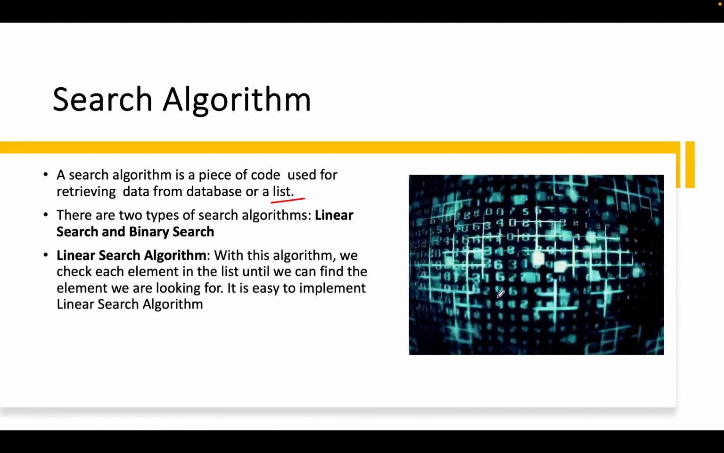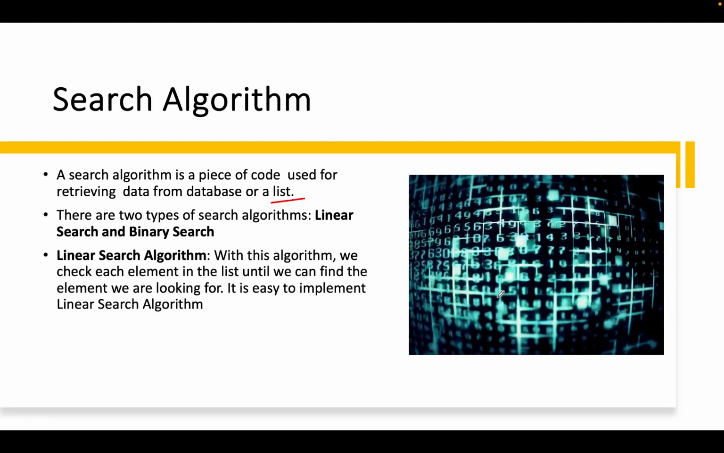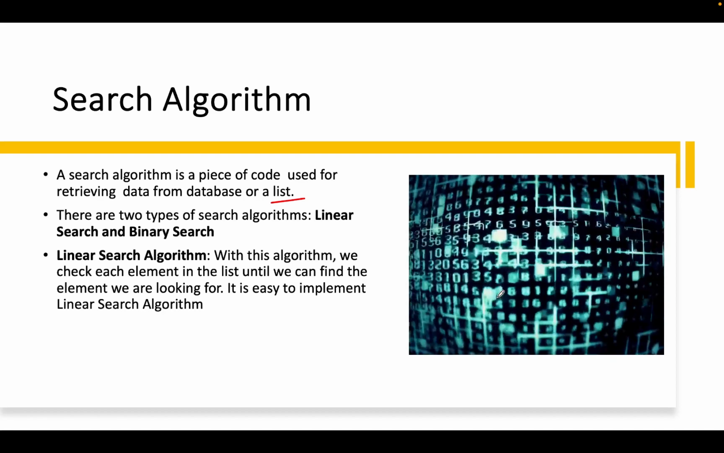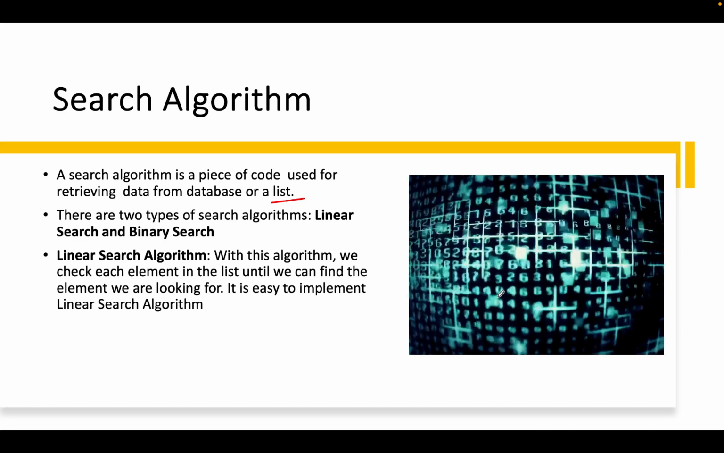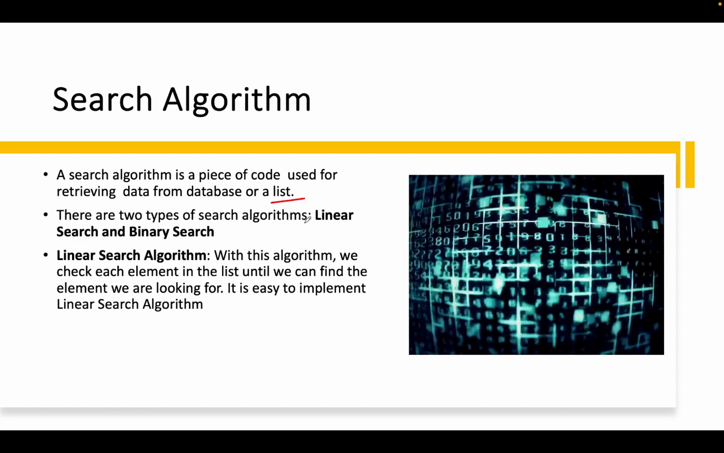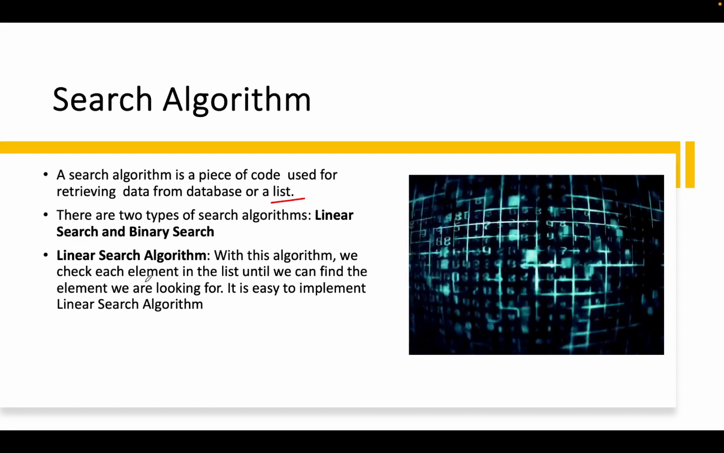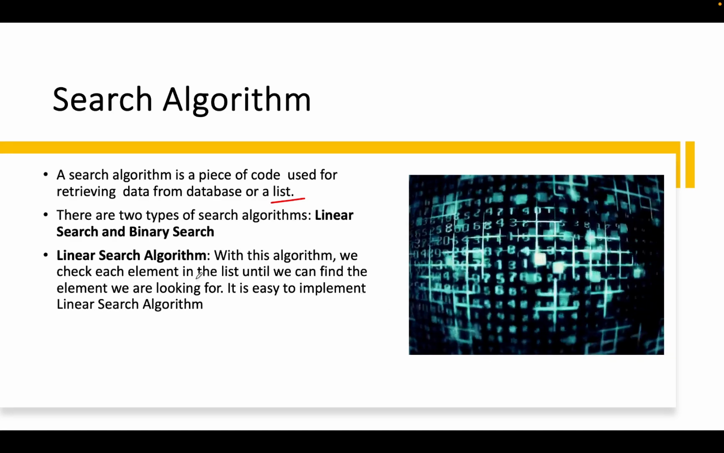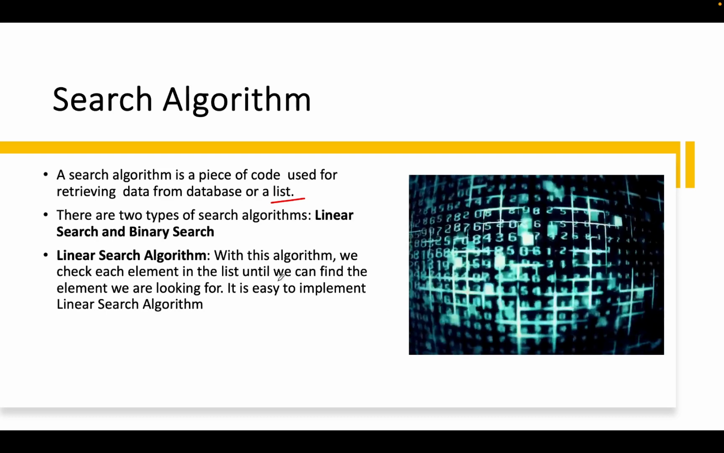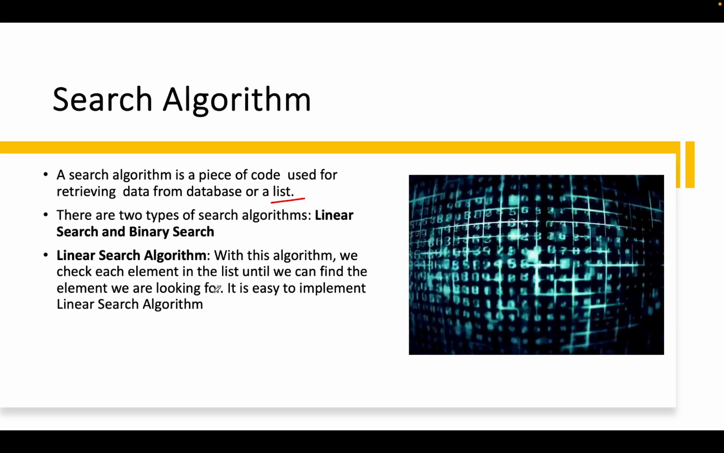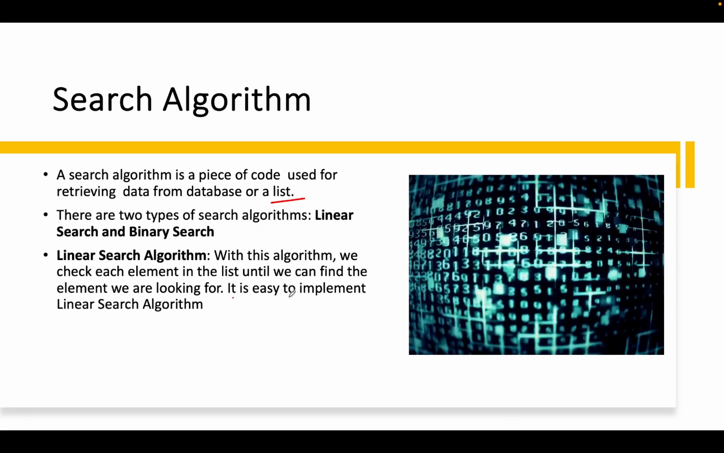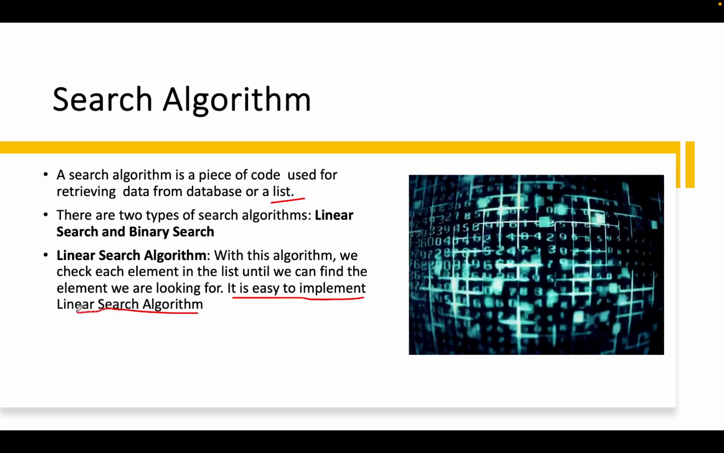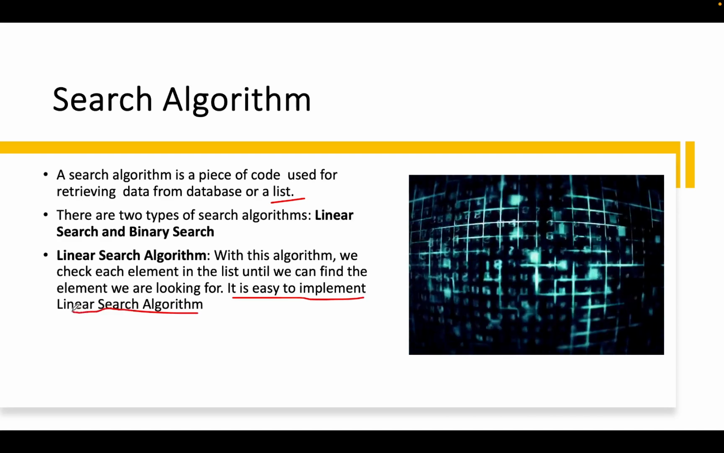All right. So what is a linear search algorithm? With this algorithm, if you are looking for something in a list, we use a for loop to go through the list. We check each element, right, until we find the element that we are looking for. This algorithm is very easy to implement, as you see, right? But it's not really fast, okay? But it's easy to implement.